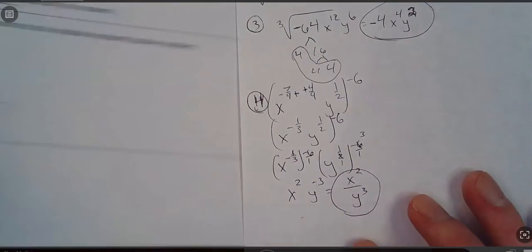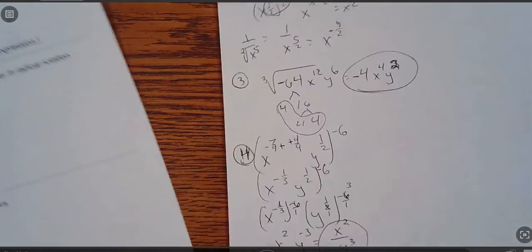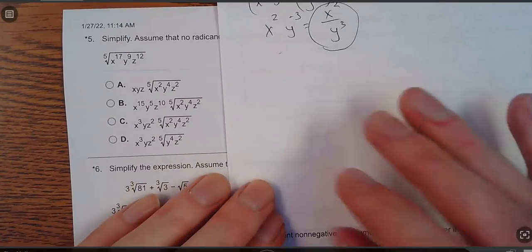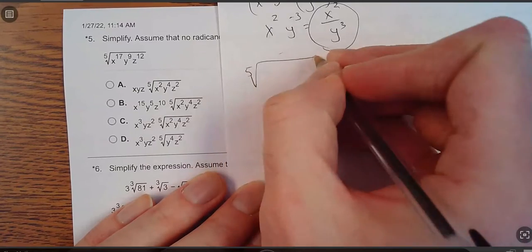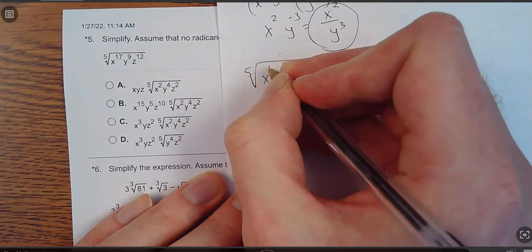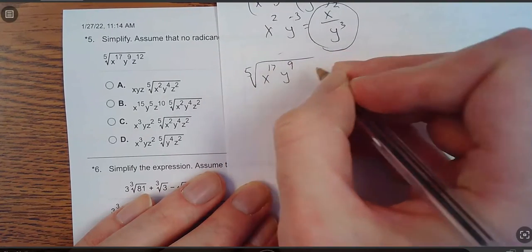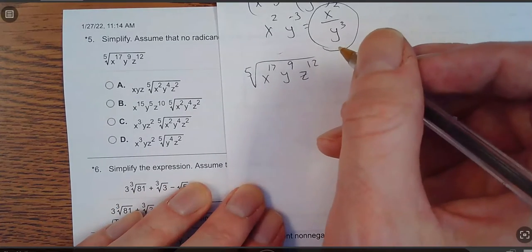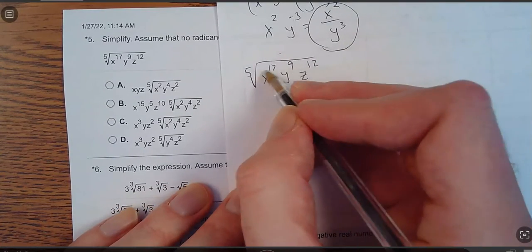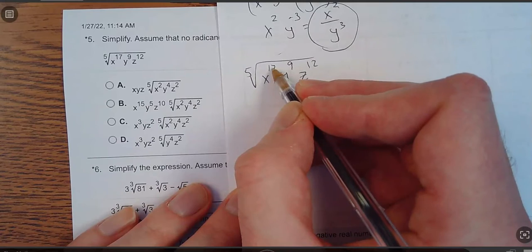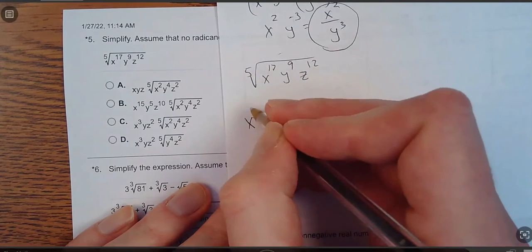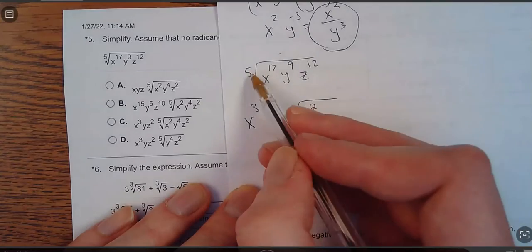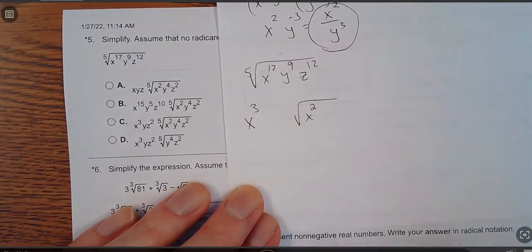Okay, let's go to number 5. So number 5, again, fifth root, and then x to the 17, y to the 9, z to the 12. And basically for every group of 5, pull 1 out. So in here, 5, 5, and 5 is 15, so I can pull 3 out, but then there'd be 2 left over. So 17 divided by 5 would be 3 remainder 2.